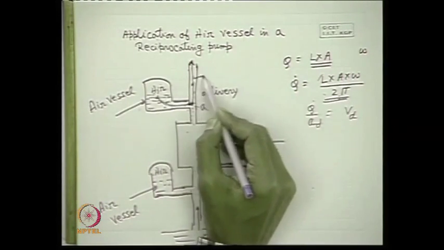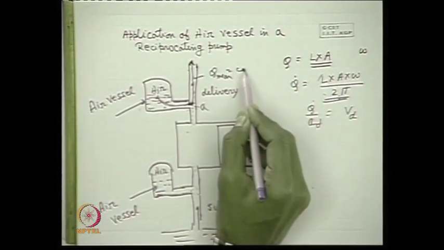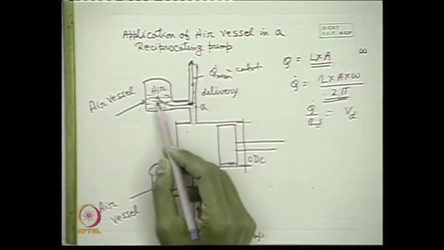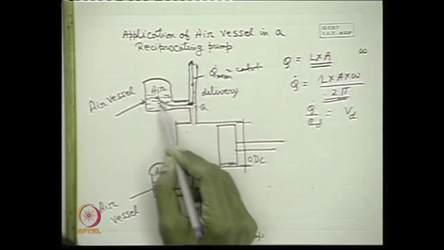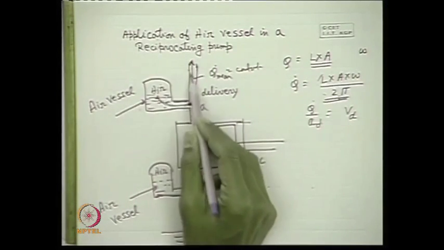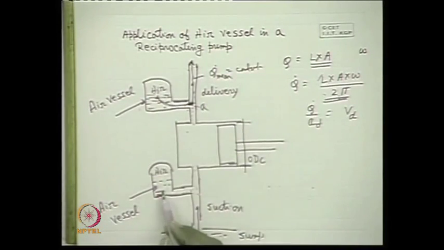So here we get a constant Q mean, which is constant. This way the air vessel either supplies water or absorbs water to maintain a uniform flow rate through the delivery pipe from the air vessel connection onwards. Similar things happen for the air vessel on the suction side. Try to understand what happens on the suction side.